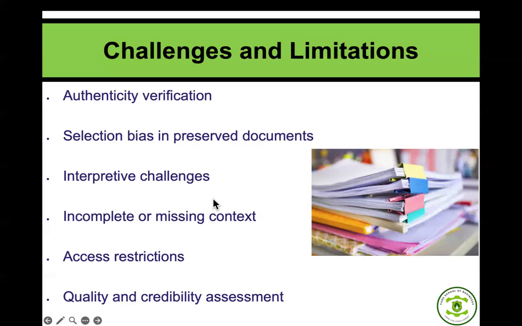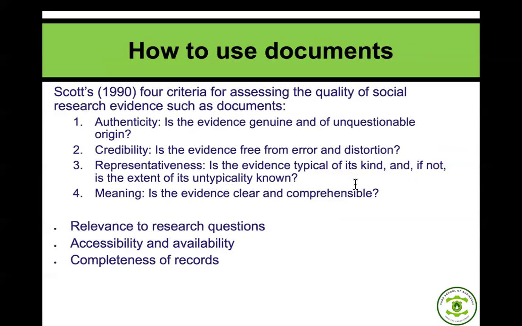So there are advantages and there are limitations or challenges we have to carefully consider when we are dealing with the use of documents. Now, let's look at our use of it critically. Let's explore how to effectively use documents in qualitative research. We'll start by relying on Scott's criteria, which are 4. Scott mentioned the issue of authenticity, credibility, representativeness, and then meaning.